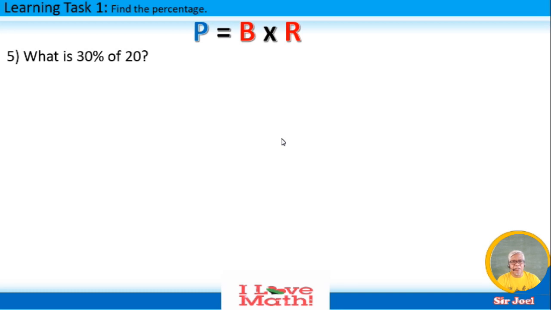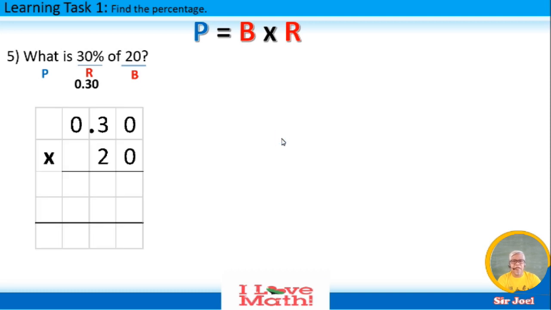What is 30% of 20? Well, ano ang rate? 30%. And 30% is equivalent to 0.30. Okay? Next, we have the base, which is 20. Because of this, after the word of. Tama? And lastly, what? Ang percentage. Siya ang nawawala. To solve the problem, we have 0.30 times 20.